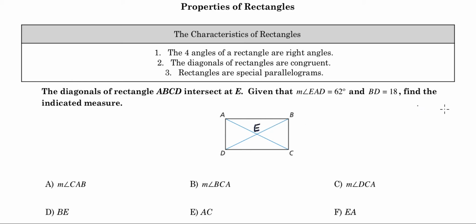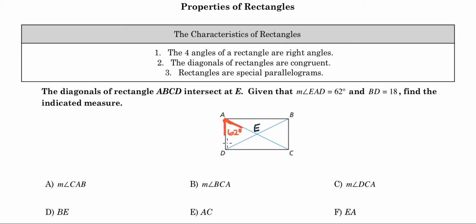Now, given that the measure of angle EAD, so given that this angle right here is 62 degrees, what I need to do is find all these other pieces of information. But I have one more thing, BD. So BD, that whole line right there, B to D, comes out to 18. So from here to here is going to be 18. Now I'm going to erase that because it's going to kind of get in the way, but we'll come back to that when we start talking about segments and diagonals and pieces of the lines.